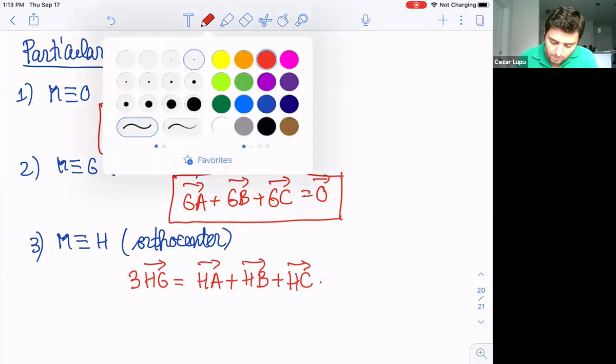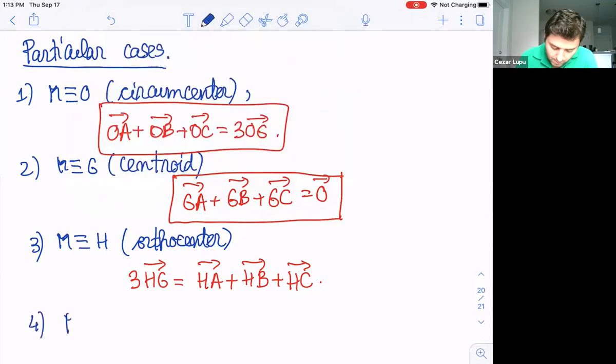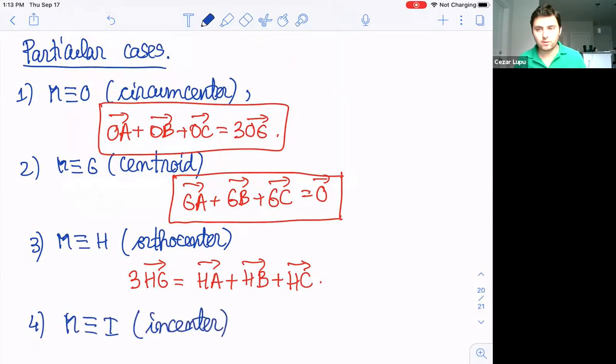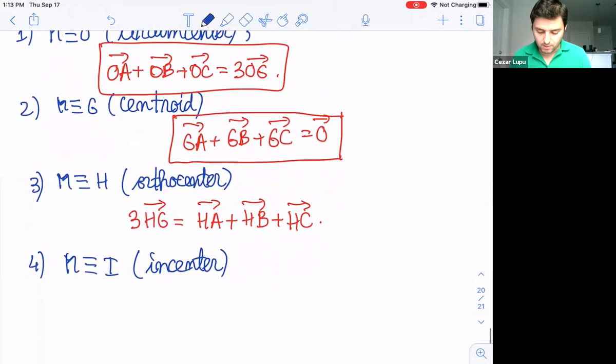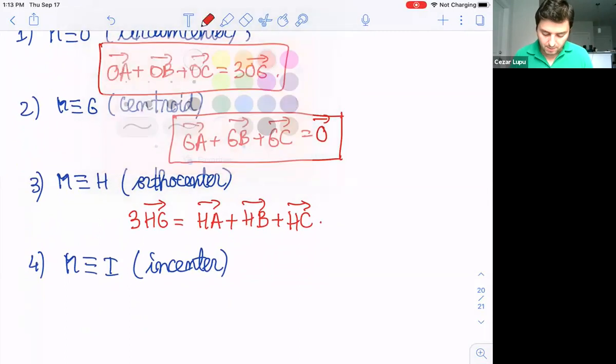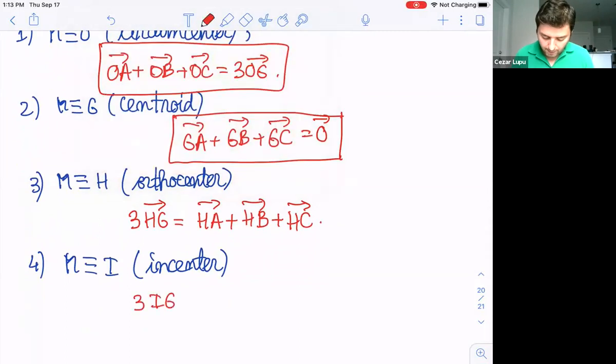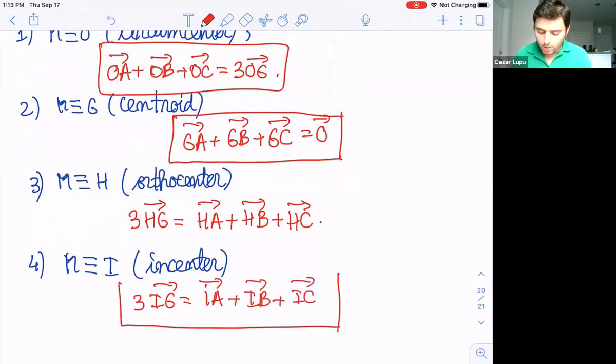And now the fourth one, well, let's say M is I, which is the incenter, right? You know what the incenter is: the intersection point of the bisectors. And we will have this important relation: 3 IJ vector is AI vector plus IB vector plus IC vector. Again, you can play around with these, and you'll see.